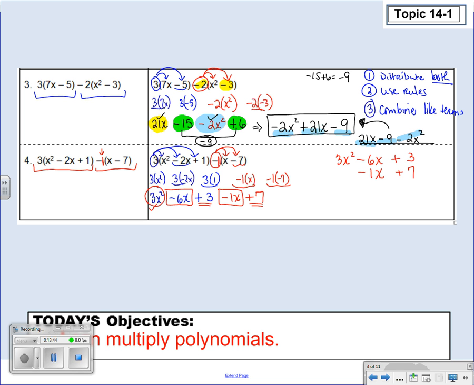So every time I come to a different type of term, they don't have the same last name, I make a new column. Now when I combine, I see there's nothing being added to the 3x squared, so it stays 3x squared. When I combine the negative 6x and the negative 1x, they have the same last name of x. I can combine their first name. So negative 6 minus 1 gives us a negative 7x. And then last but not least, positive 3 plus a positive 7 gives us a positive 10.